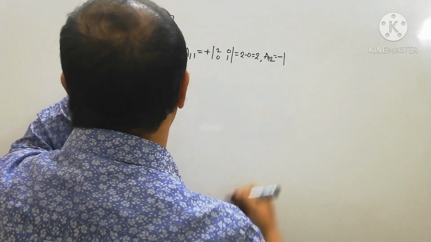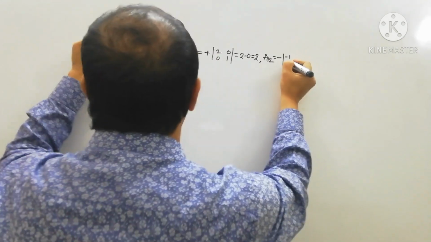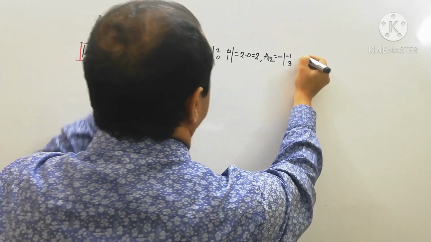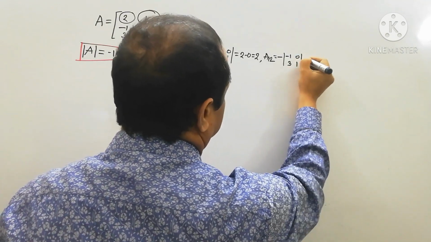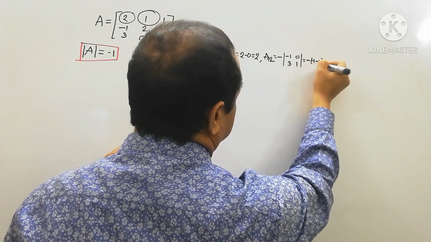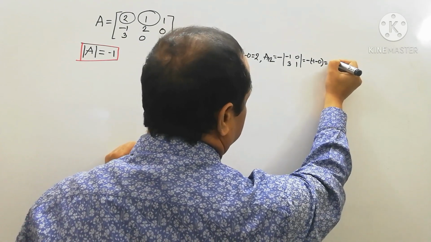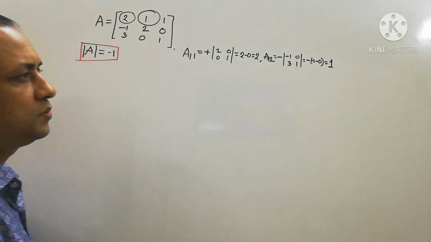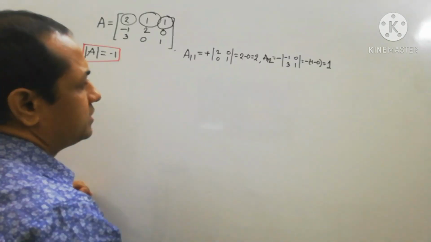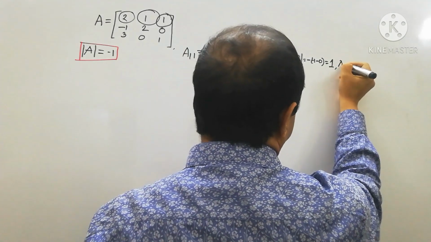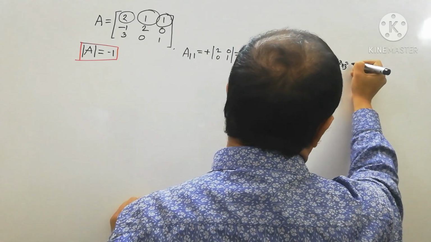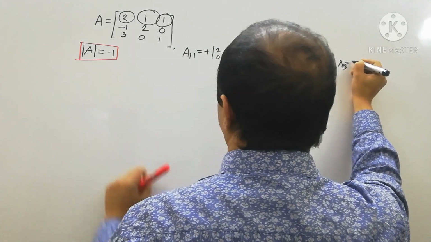Here first row and second column cancel, so the rest of the entries are minus 1, 3 and 0, 1. That is minus 1 minus 0, which equals 1. And the position of the third entry is 1, 3, so 1 plus 3 is 4, which is even, so the cofactor is positive.